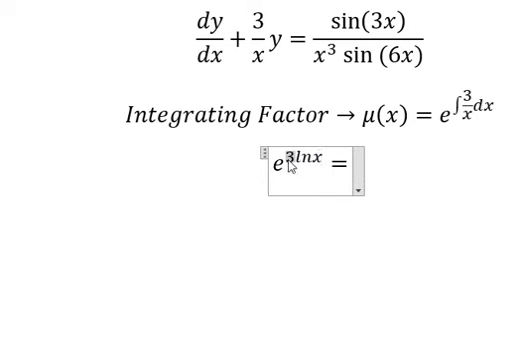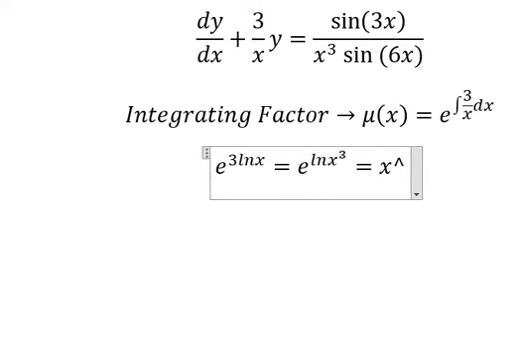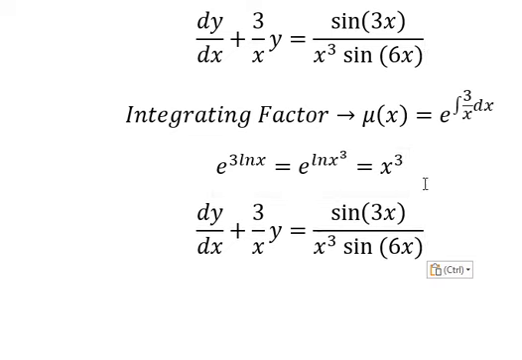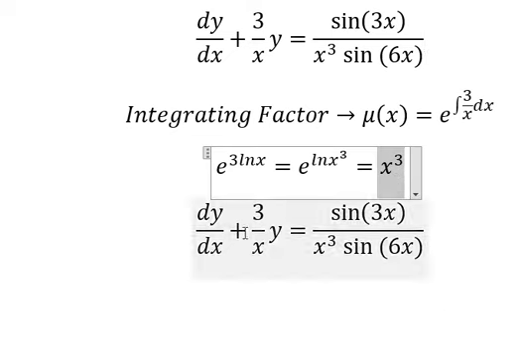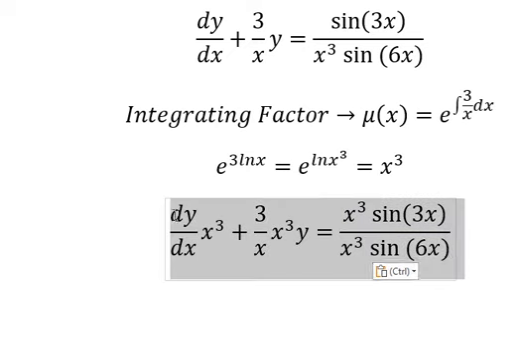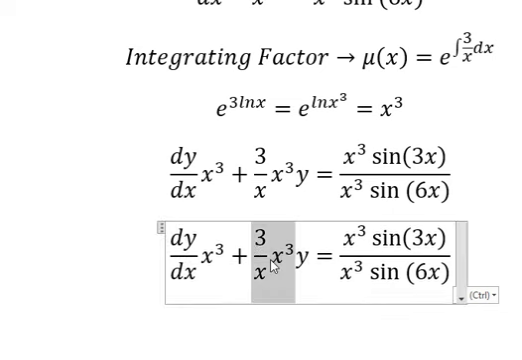Later that number 3 will go inside the natural log in here. So if we simplify, we get x to the power of 3. So we multiply both sides by this one. Next, this one we have 3x squared. This one we simplify by this one.